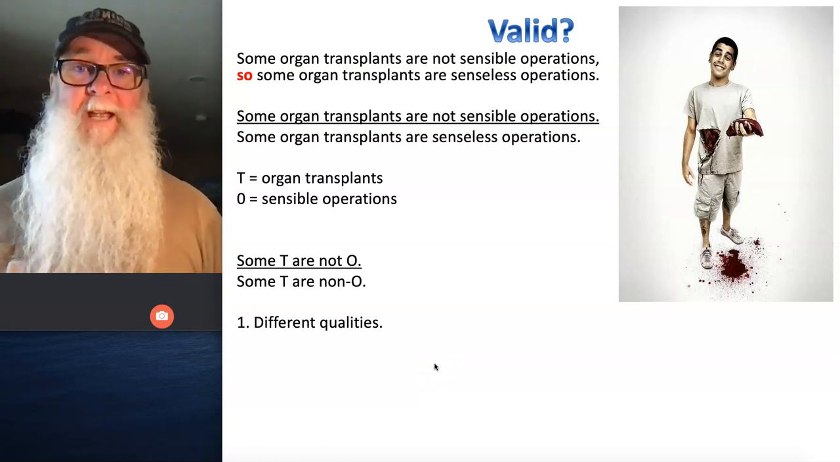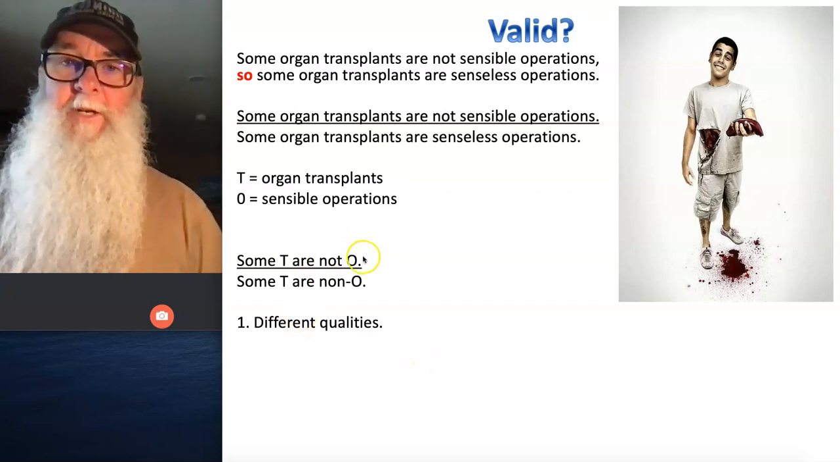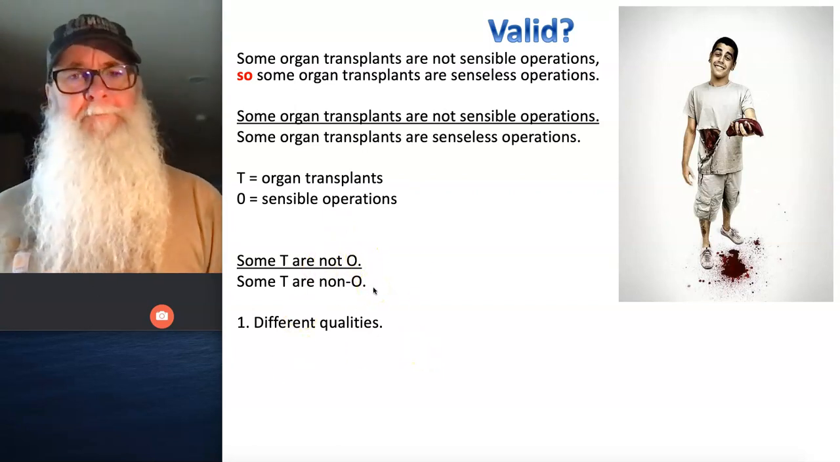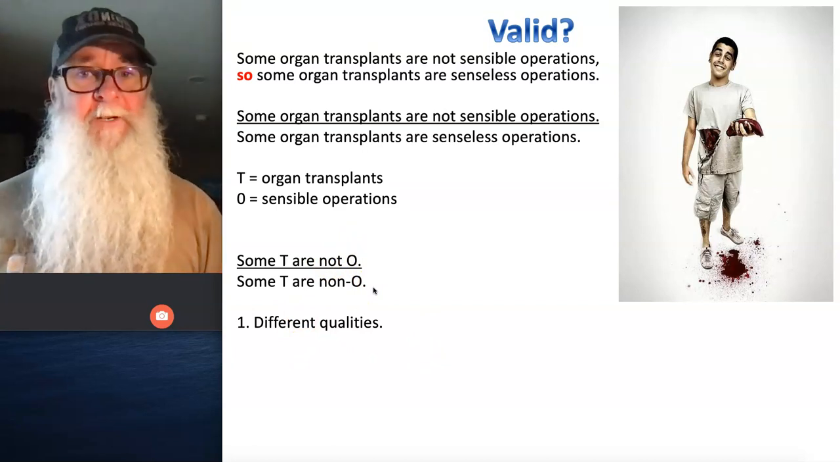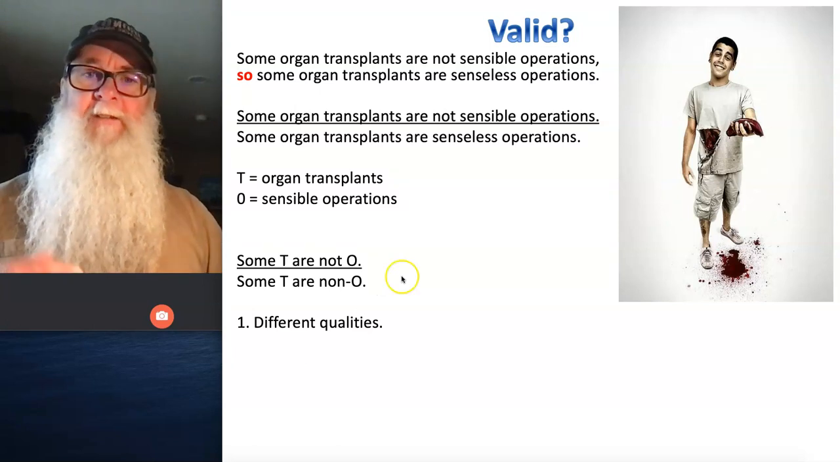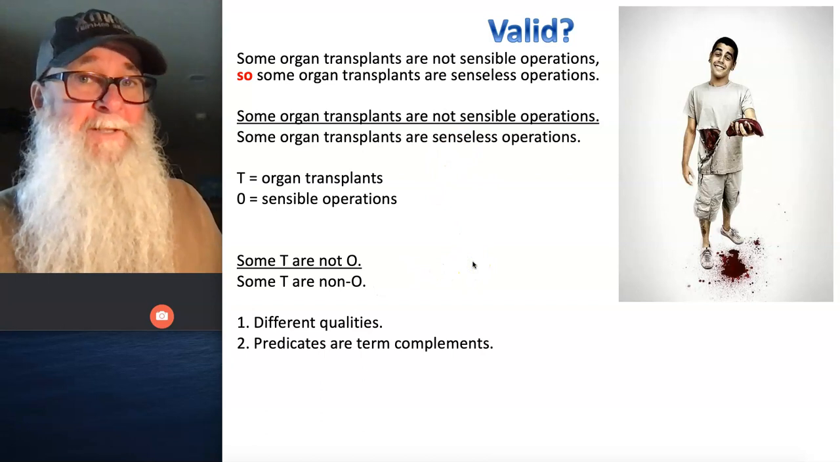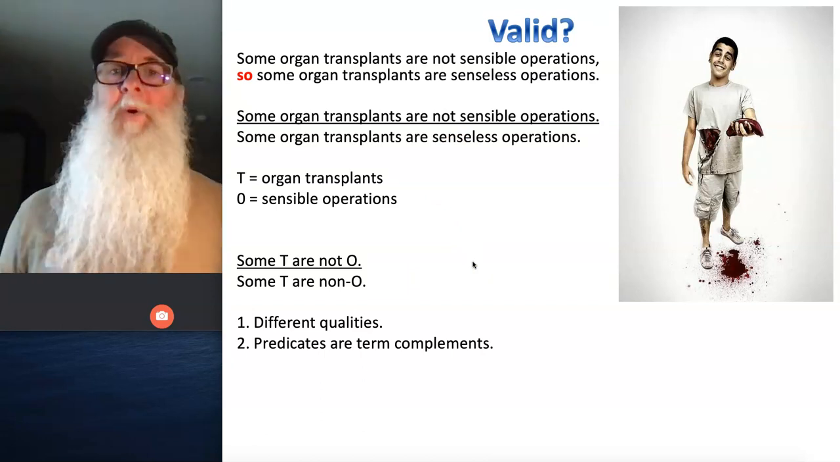Right off the bat, I see they have different qualities. The premise is a negative statement. Some are not. That's an O statement. But the conclusion is an I statement, and that's affirmative. So one thing I notice here is that the premise and the conclusion have different qualities. I also notice that the predicates are term complements of one another. Okay, so O and non-O.